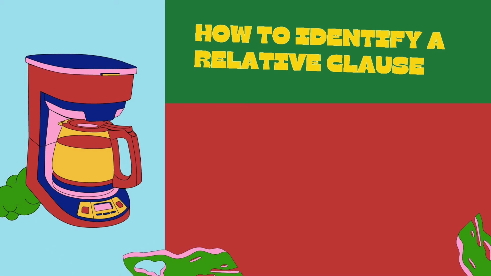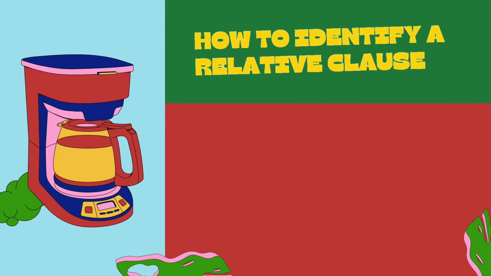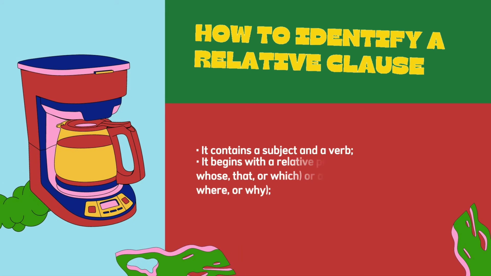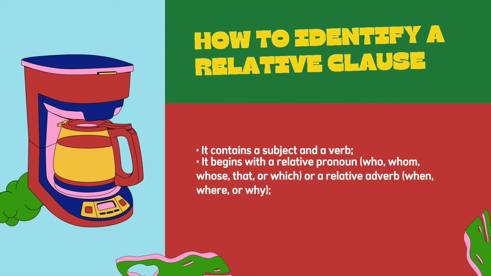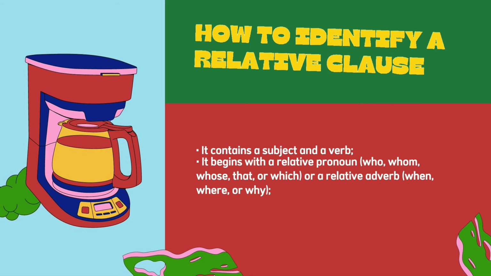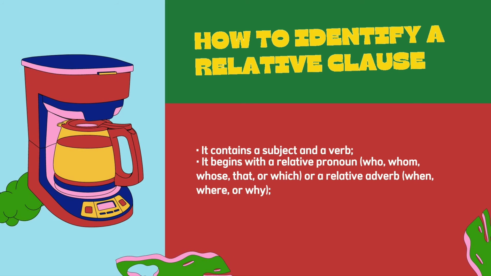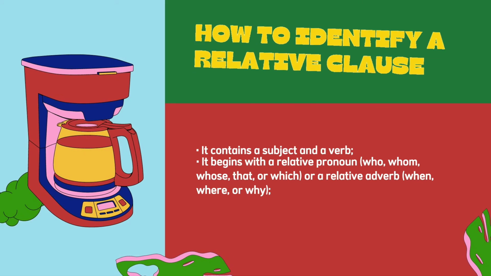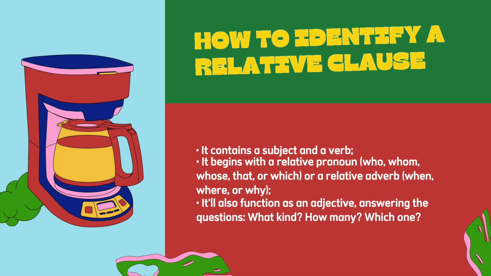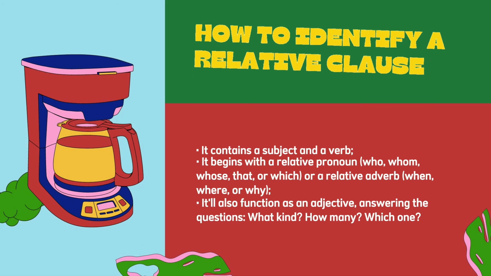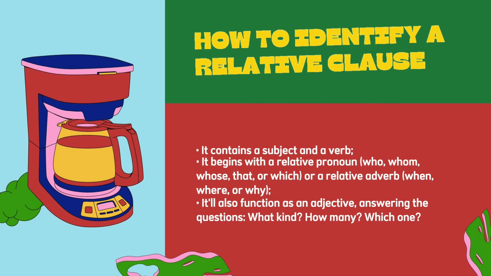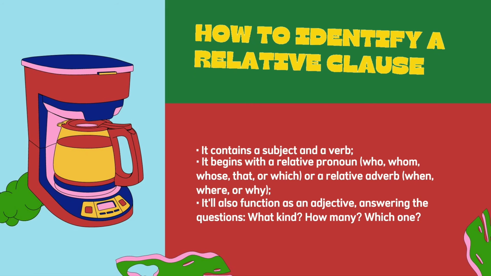How to identify a relative clause? First, it contains a subject and a verb. Second, it begins with a relative pronoun: who, whom, whose, that, or which, or a relative adverb: when, where, or why. Third, it functions as an adjective, answering the questions what kind, how many, and which one.